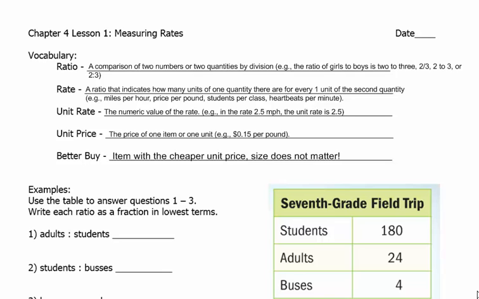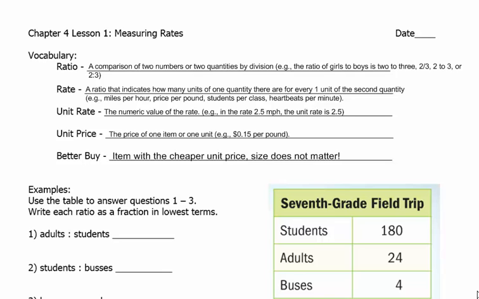A rate is a ratio that indicates how many units of one quantity there are for every 1 unit of the second quantity. For example, miles per hour, it's how many miles in 1 hour. So the word per means in one. Price per pound, so that's how much money 1 pound costs. Students per class, that's how many students there are in one class. And heartbeats per minute, that's how many heartbeats there are per minute.